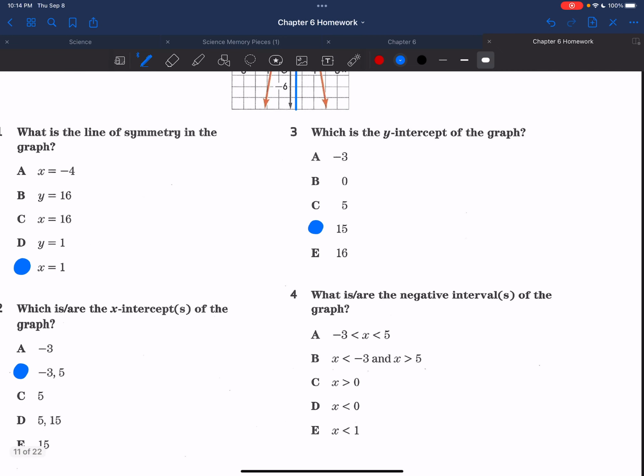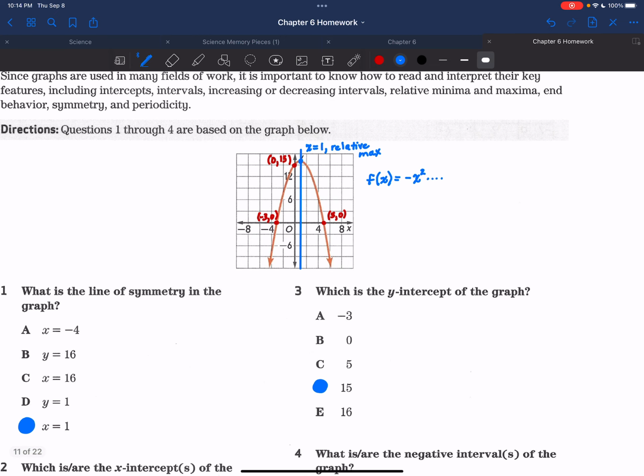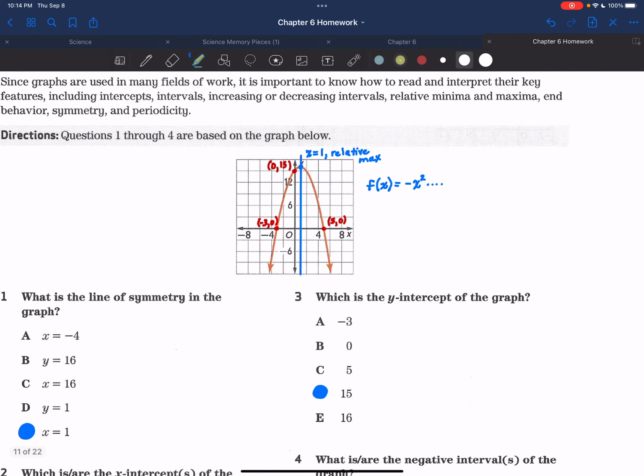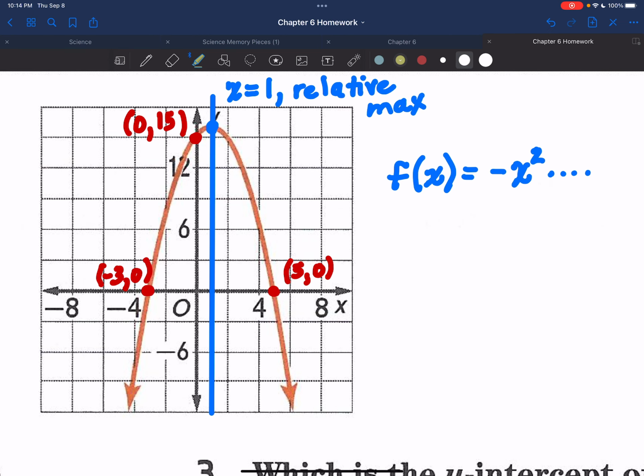And what is or are the negative intervals of the graph? Now remember what the definition of a negative interval is. It is that point on the graph, or that section of the graph, where the graph is descending. Okay? Now don't be misled by the end behavior. This is a little bit tricky, so let's be sure that we know what it's talking about.